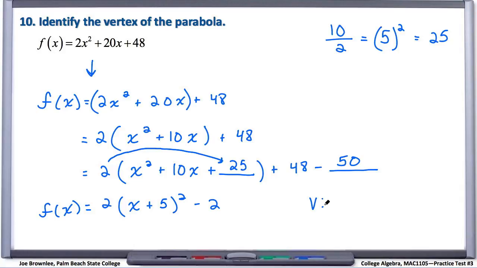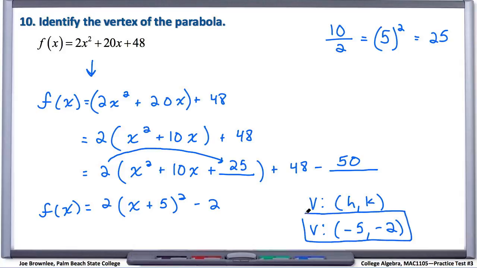All right, so our vertex is h comma k, and recall that the h here is going to be the opposite of what we see. So we see an x plus 5, so our vertex is going to have a negative 5 for the x component, and then the y, the k, will be negative 2. And so there we have it, the vertex for number 10: negative 5, negative 2.